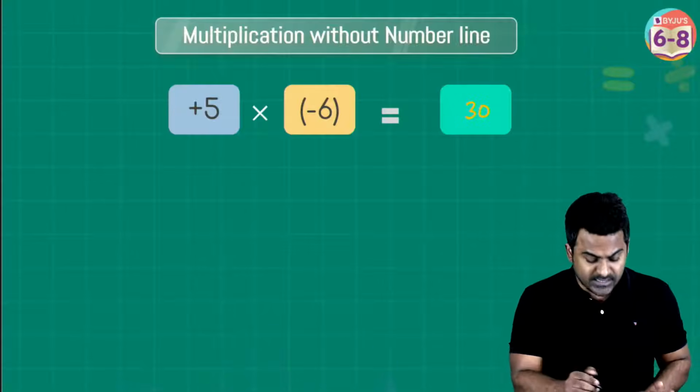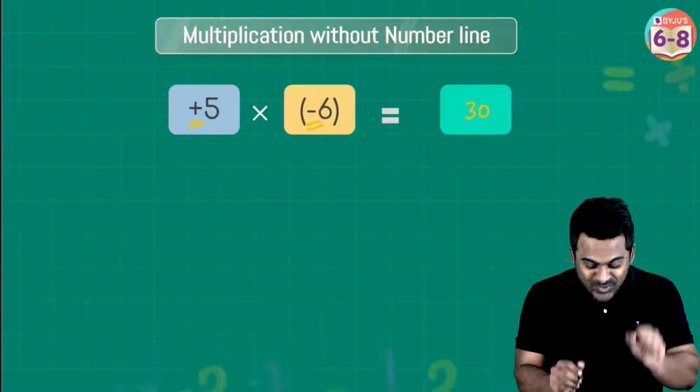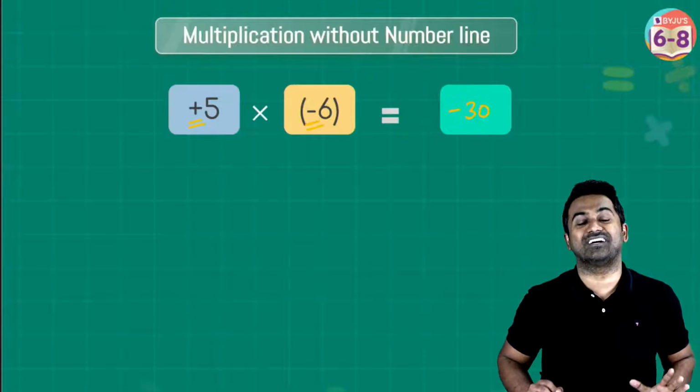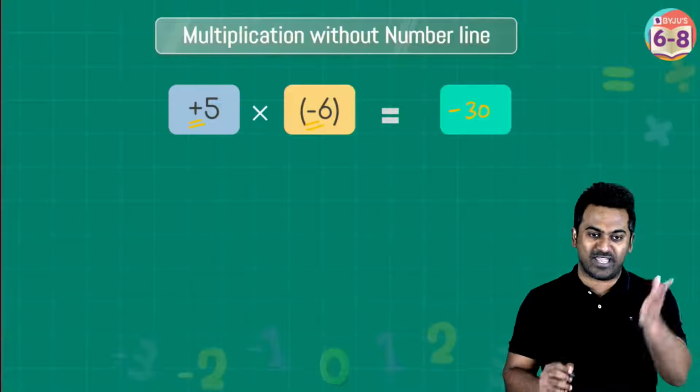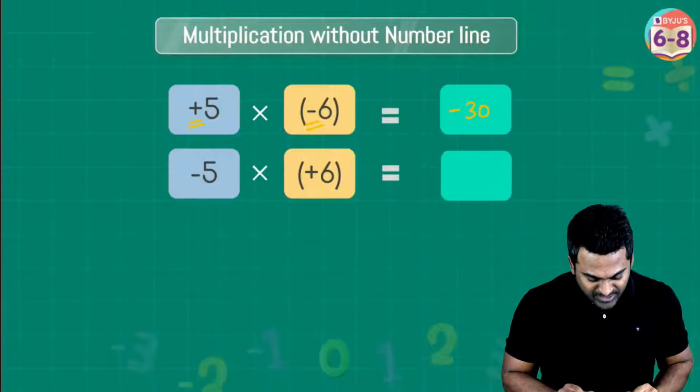Now focus on the signs. So one is positive, one is negative. Different signs. So well done. That's the reason why the answer is going to be minus 30. Very good. All are commenting out the correct answers. Well done. Now let's move on.